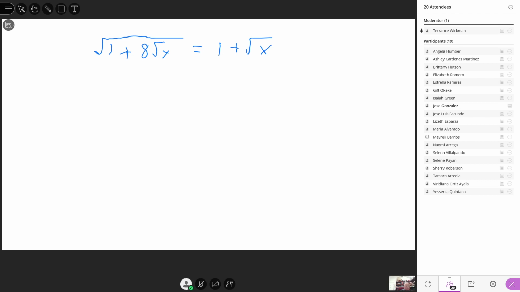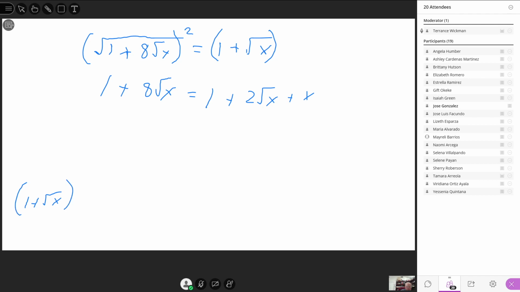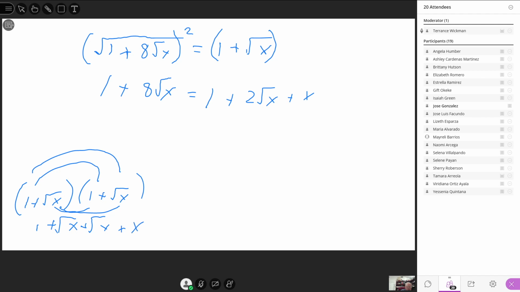The rule anytime you have square roots is to square them to get them out of there. So the first thing we have to do is square the left-hand side. We get whatever's inside: 1 plus 8 square roots of x. The other side, when we square it, we get 1 plus 2 square roots of x plus x. Let me show you that on the side. You take 1 plus the square root of x times 1 plus the square root of x. 1 times 1 is 1. 1 times the square root of x gives the square root of x. Take this times this, you get another square root of x. And the square root of x times the square root of x gives whatever's inside, x. So you get 1 plus 2 square roots of x plus x. We have that up here.